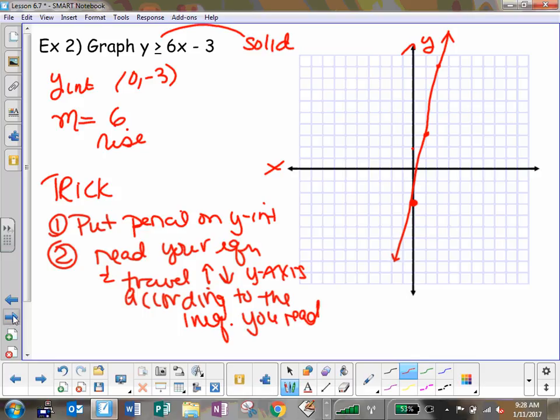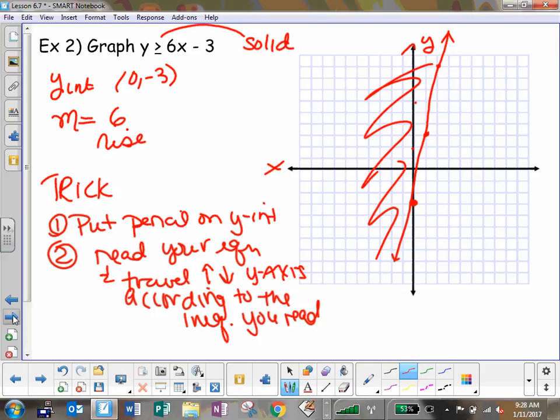Okay, so I'm going to put my pencil right here. What does my inequality say? Y is greater than. What does greater than mean? Up. Up means going up. What side of my line am I? We're on the left side. There's my shading. So here's my y-intercept. Greater than means I'm going up the y-axis. Up the y-axis means I'm on the left side of my line. That's the part that I want to shade. If I had less than, I'd be going down the y-axis, and then my shading would be on the right side. Does that make sense?